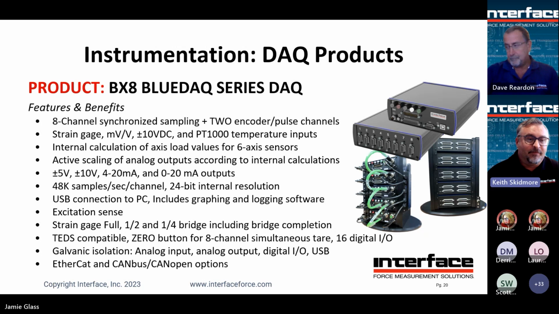and it's software selectable. These have analog outputs that are actively scaled. So sometimes people want a system that will provide digital data for data collection, but also want output signals that drive a controller or a feedback loop. These have actively scaled analog outputs. These also work well with our 6-axis sensors. They can do the matrix math internally and then actively scale analog outputs according to the calculations. Also, digital data to the PC.